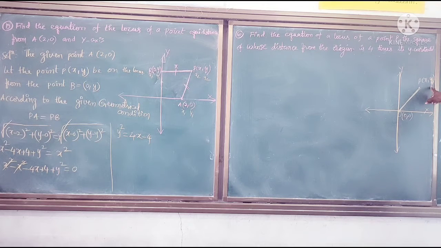What is the y coordinate? We have y. So that means, suppose this distance is 40 units, the y coordinate becomes 10. So the square of this distance is 4 times the y coordinate, yes or no? Suppose if it is 20, it becomes 80. Suppose if it is 5, it becomes 20, like that.